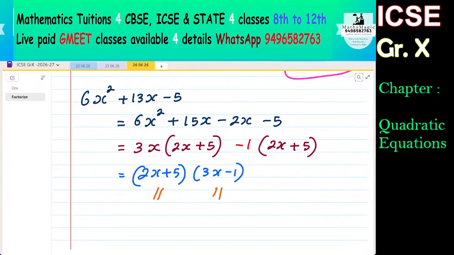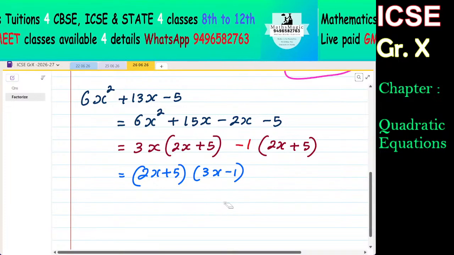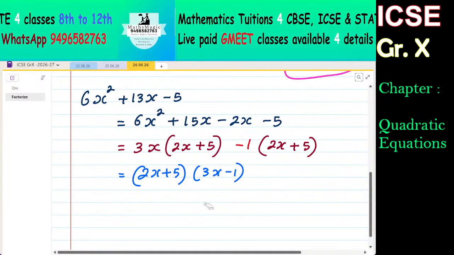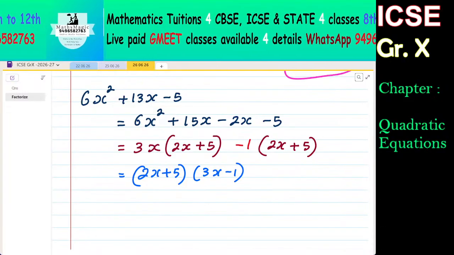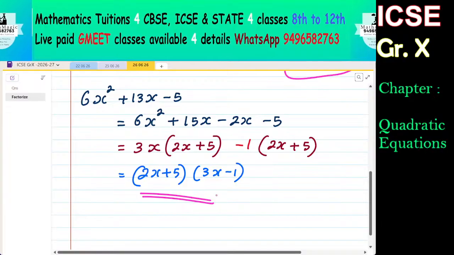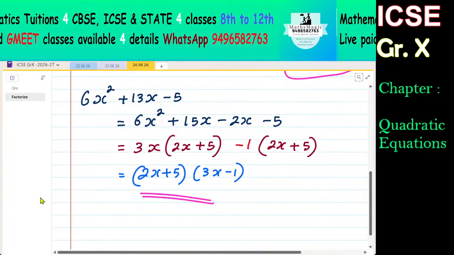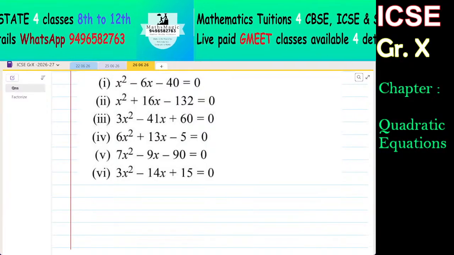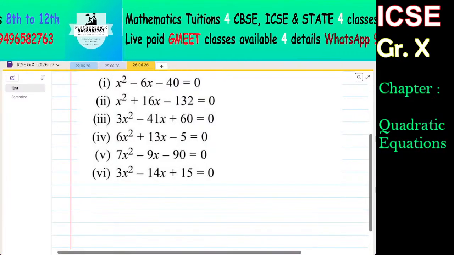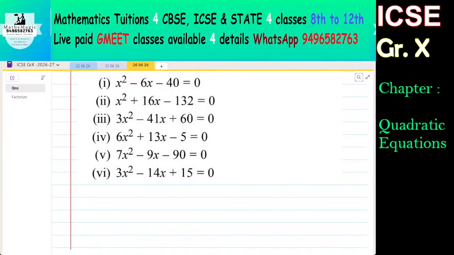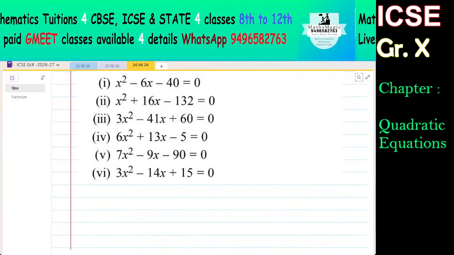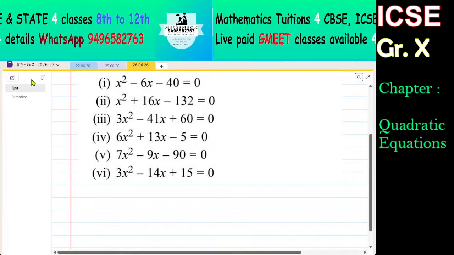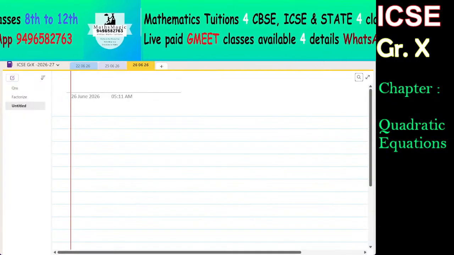So we will end up factorizing 6x squared plus 13x minus 5 as 2x plus 5 multiplied to 3x minus 1. Those factors are 2x plus 5 and 3x minus 1. Now, just go through the sixth question, try to factorize it, and still, if you have doubts, message me, we will solve it together as the previous one.